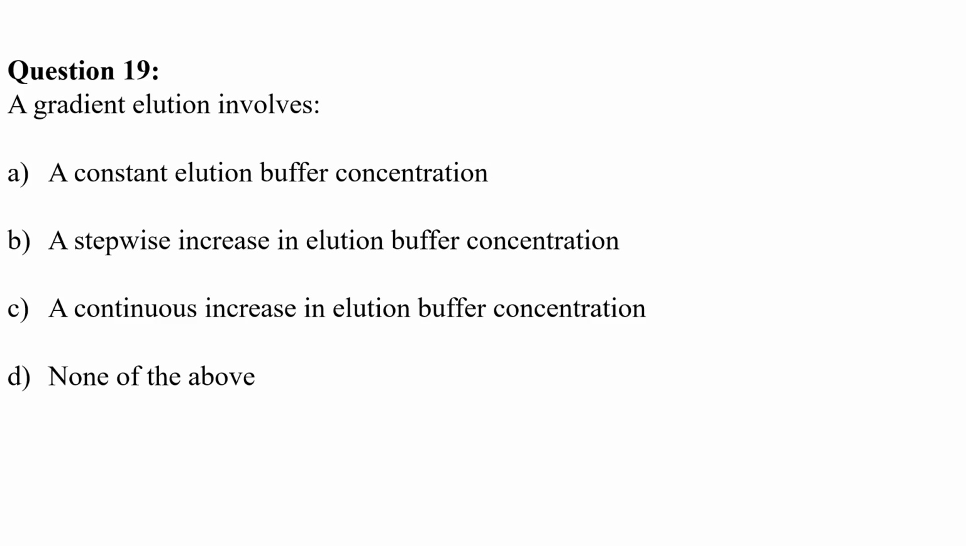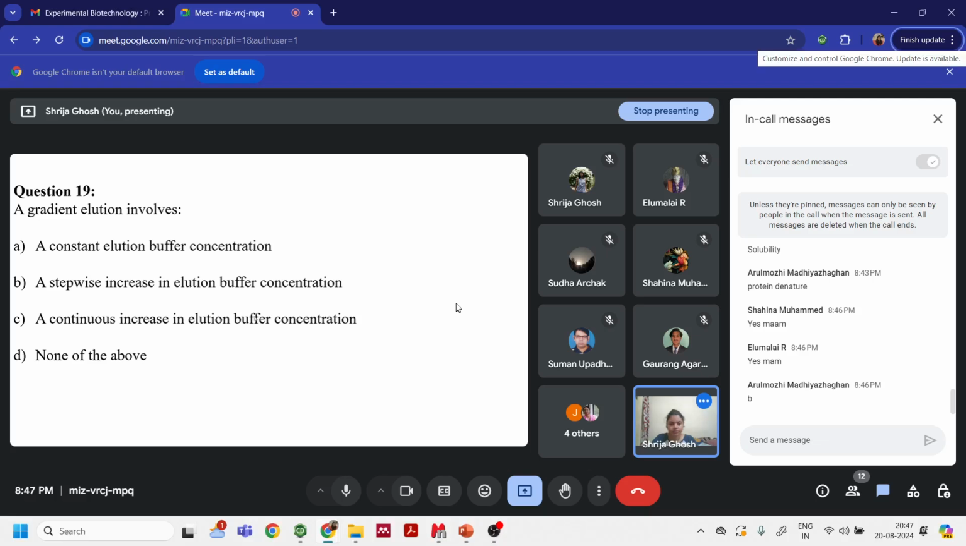Question number 19. A gradient elution involves a constant elution buffer concentration, a stepwise increase in elution buffer concentration, a continuous increase in elution buffer concentration, or none of the above. A gradient elution involves what? A stepwise increase in elution buffer concentration. Okay, we have one answer, B. Anyone else wants to answer?